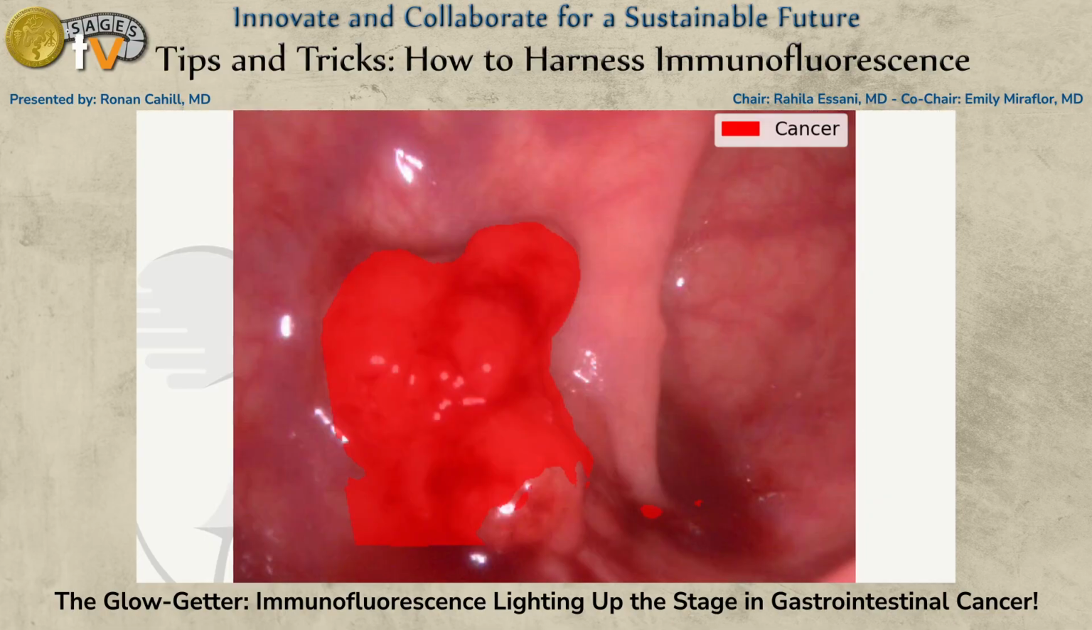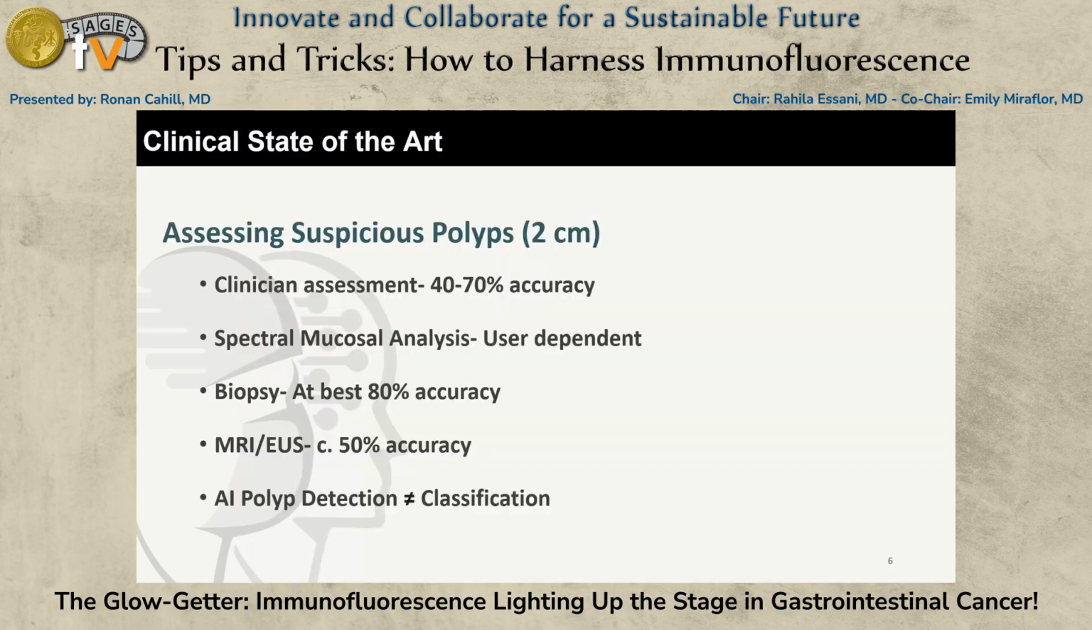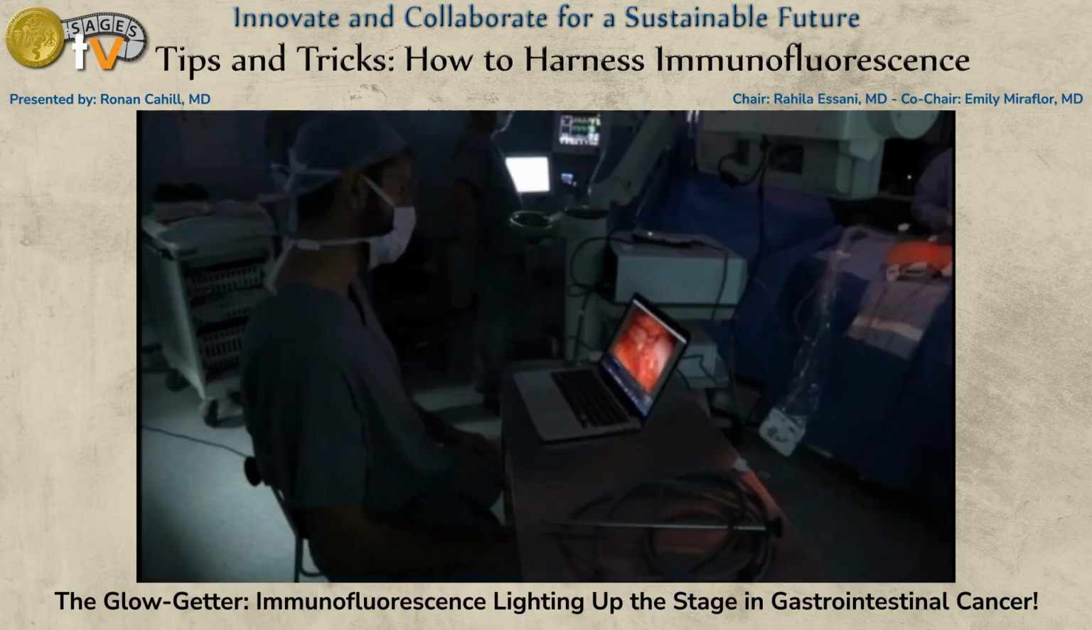And in the time I was asking those questions, I'm going to show you an AI system that we think tells us this using ICG. So currently the clinical state of the art is that endoscopy can find lesions, but characterizing them in that moment is difficult, both by clinical assessment, including spectral mucosal analysis. Biopsies, once they get to 2 centimeters, are only about 80% accurate, and MRI or EUS often can't be done at that time, but is anyway only about 50% accurate. So just detecting it is not classification of it.